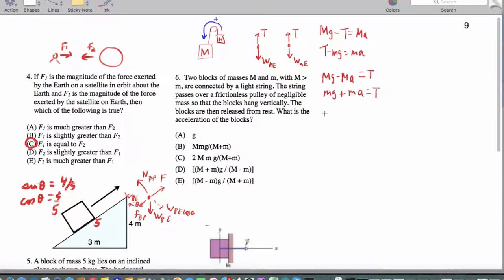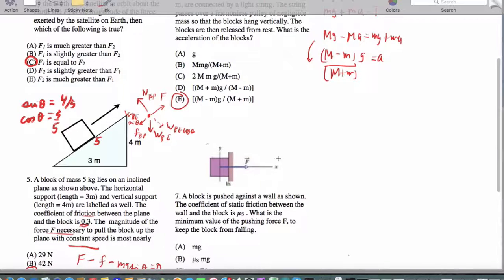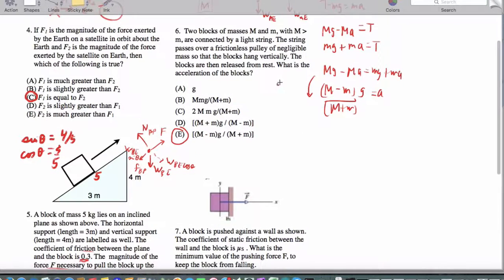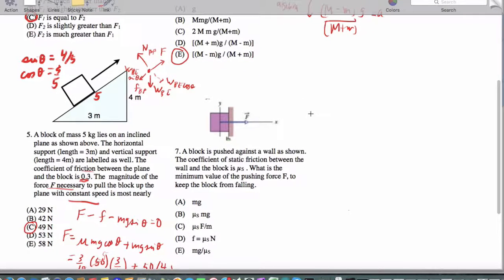When we shove these two equations together, we're going to end up getting Mg minus Ma equals mg plus ma. And let's do a little bit of isolation. We're going to have (M minus little m)g over (big M plus little m) equals a after we do algebra. So that then gives us here choice E. Now for number 7. So I'm going to say I skipped some algebra here just for number 6. Sorry. Now for number 7, let's draw a free body diagram.